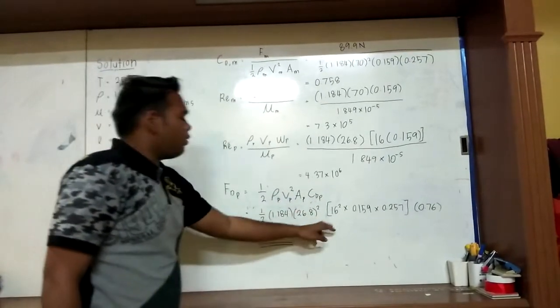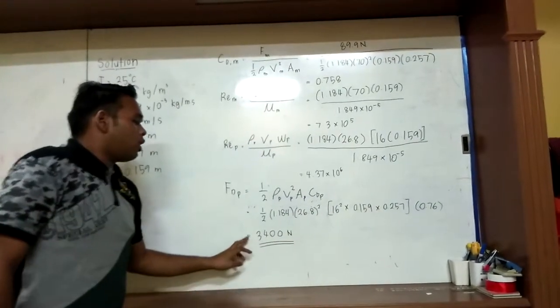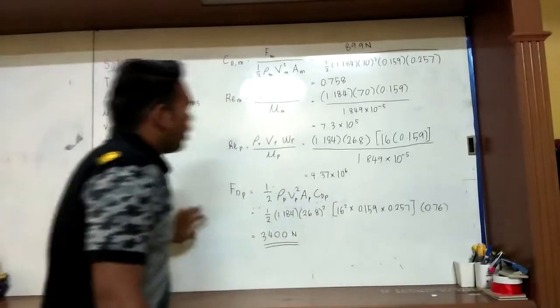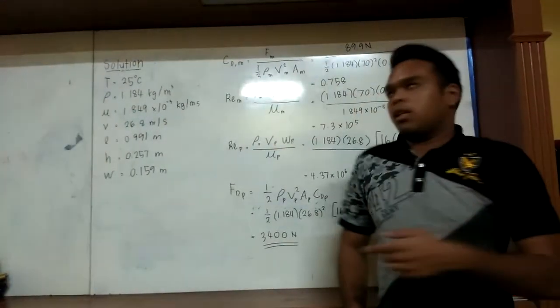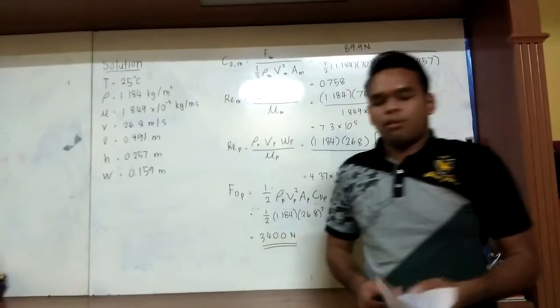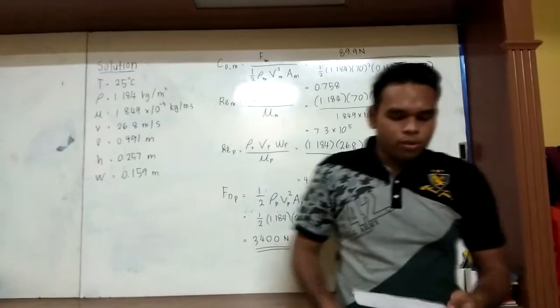So we substitute the value, and we get the answer equal to 3,410. Okay, I finished the dimensional analysis example. So we proceed to the method of repeating variables.